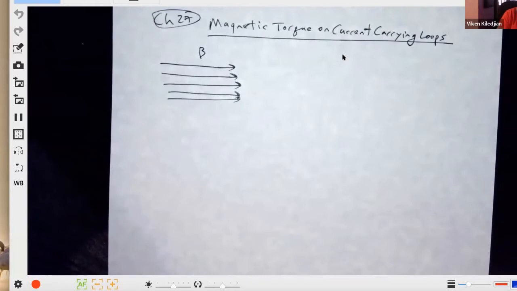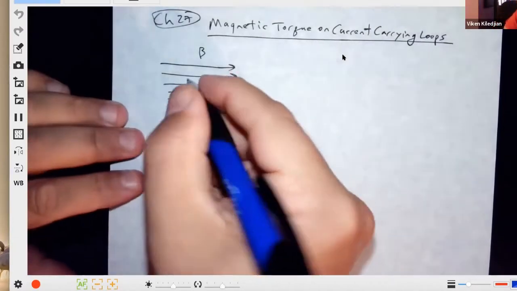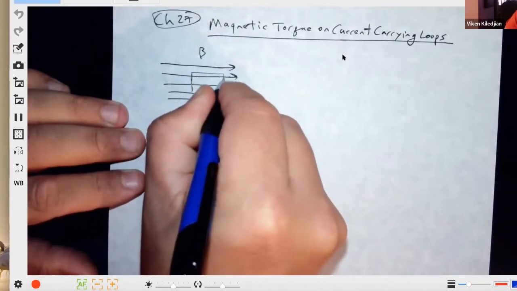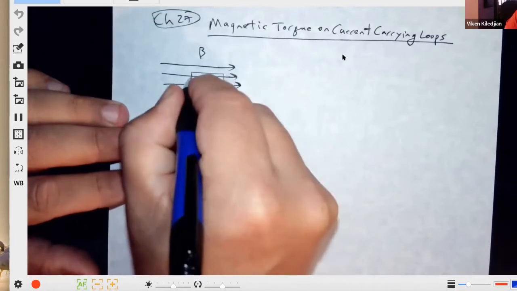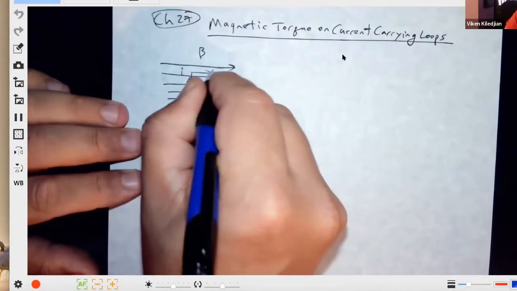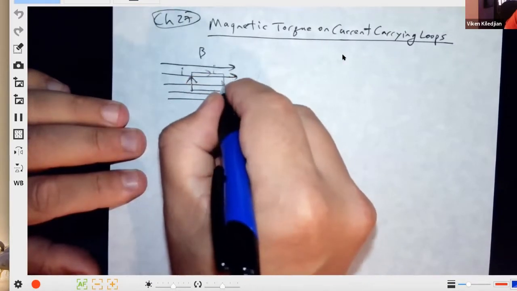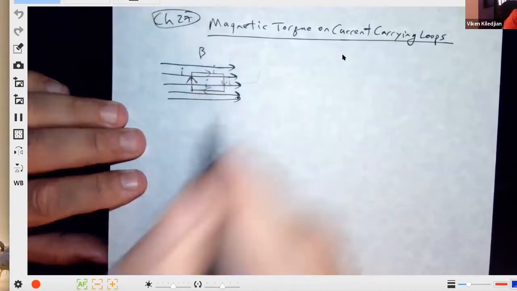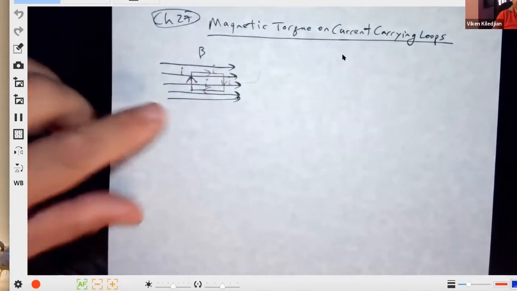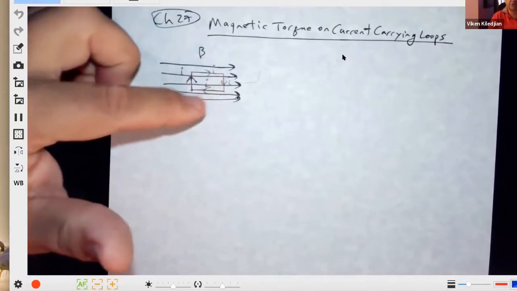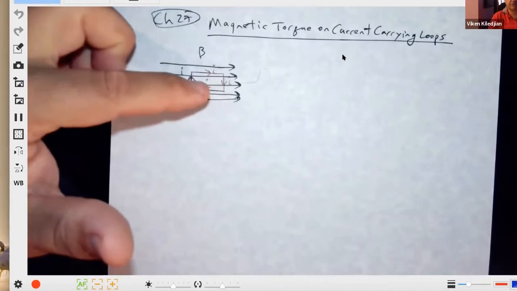And there is a wire in this magnetic field. The wire has a current like this, current going up like this, and then across, and then down, and then to the left. So we want to see what the total force on this wire, the current carrying loop, is, and the total torque.